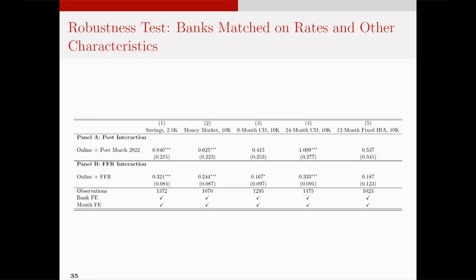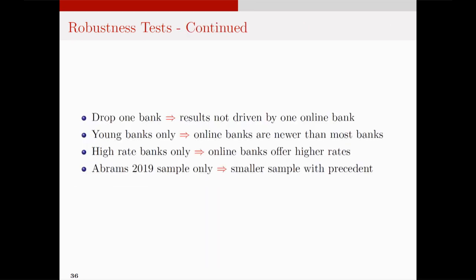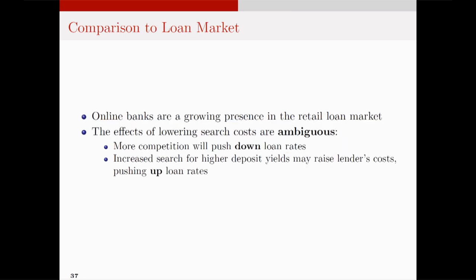Finally, before I move on to the asset side, I also want to say that we matched our banks based on the rates that they offer before the shock, in addition to their size and other characteristics, to the traditional banks, and ran our tests on a matched sample instead of comparing 30 online banks with 4,000 commercial banks. Even in a matched sample, I see a significantly larger reaction to the rate hikes of online banks compared to the traditional banks. Okay, in the interest of time, I will skip the rest of the robustness tests.